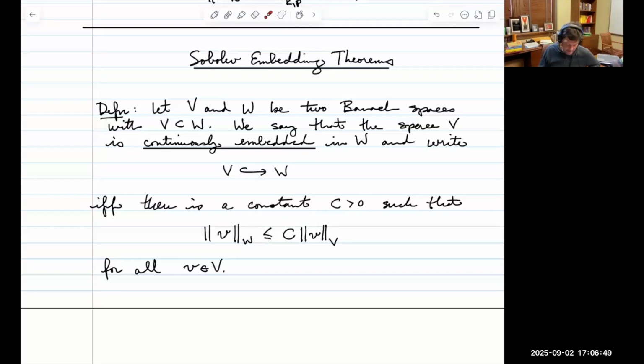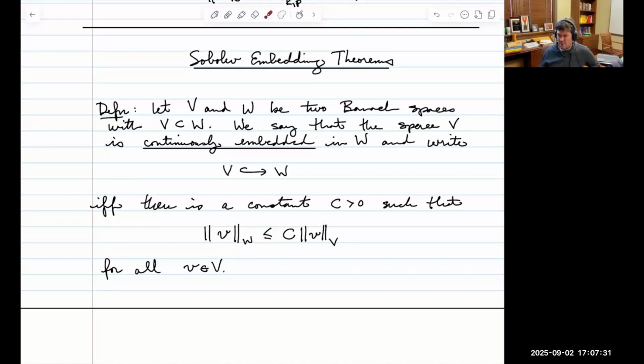That's what it's called in LaTeX, hook right arrow, or V is continuously embedded in W. That's an easier way to say it than saying hook right arrow. What that means in symbols is that there exists a constant C strictly greater than zero such that the W norm of v is less than C times the V norm of v, for all v in V. That's what it means to be a continuous embedding.